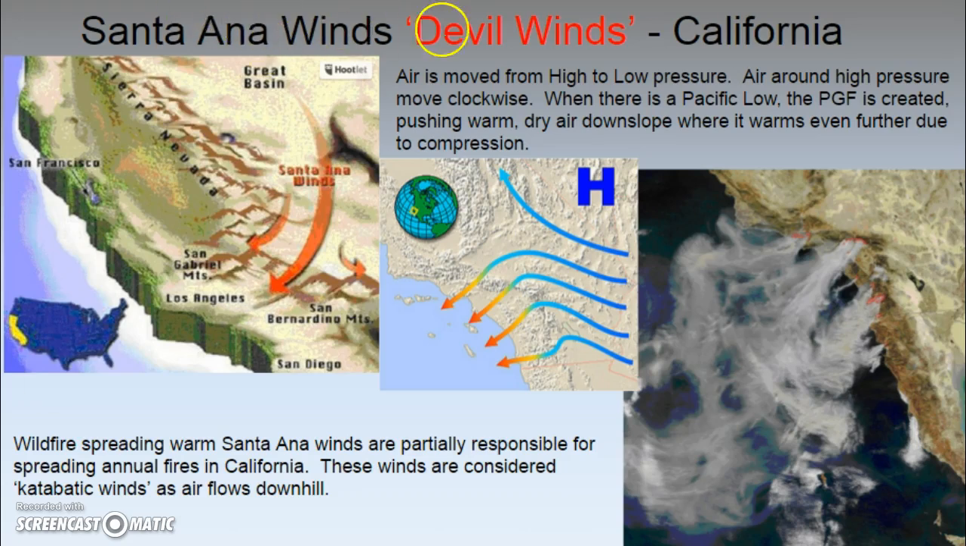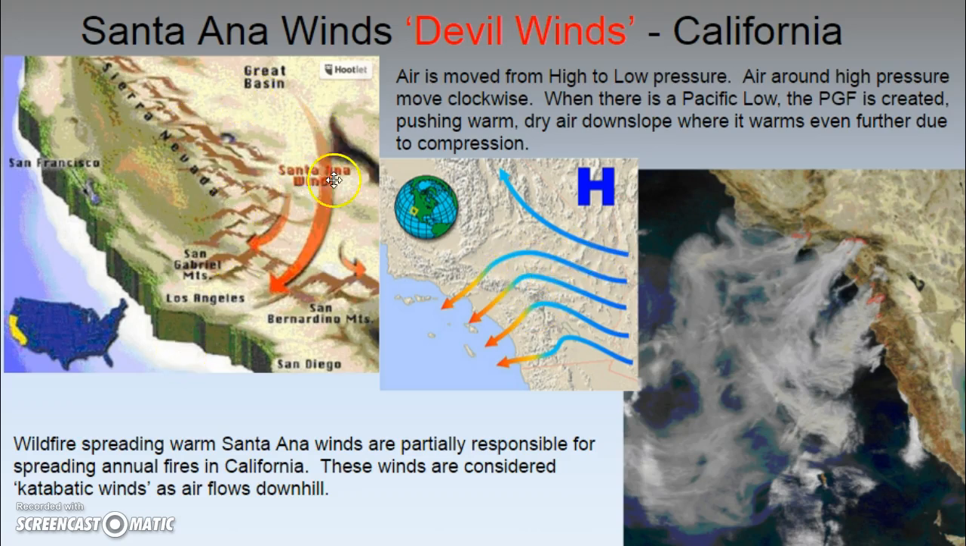Here we'll move into the Santa Ana winds. These are referred to locally by Californians as the devil winds in southwest California. Air is moved from high to low pressure. So high pressure, lower pressure over the ocean. Air around high pressure moves clockwise. We call this an anticyclone. So when there's a Pacific low, the low is out here in the Pacific, the pressure gradient force is created, pushing warm, dry air downslope, where it warms even further due to compression. So you already have warm, dry air, and it's going to continue to descend. It's going to heat up even further.